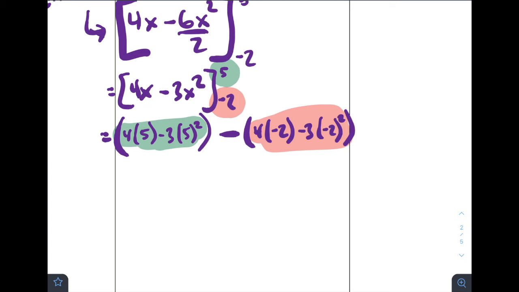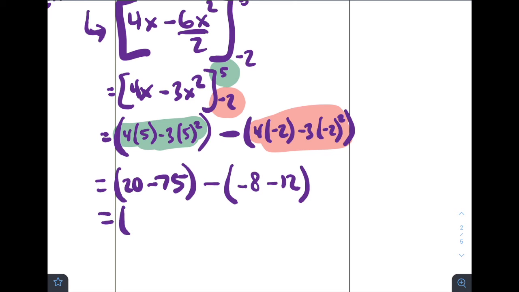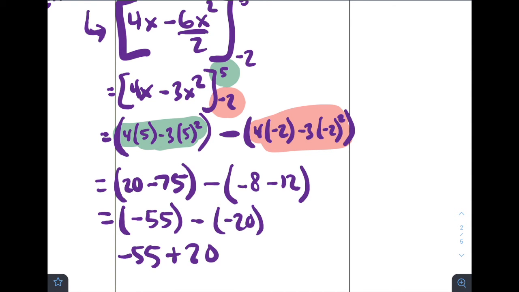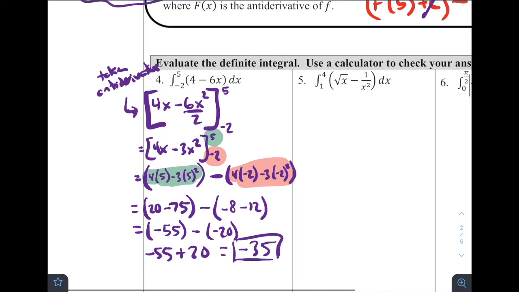All right, so let's simplify. 4 times 5 is 20. We've got 3 times 25, so that's minus 75. We've then got a minus negative 8, and then looks like a minus 12 here. So that's going to be equal to negative 55 minus a negative 20. So negative 55 plus 20 is going to be equal to negative 35. That is what this integral is going to be equal to. So the integral from negative 2 to 5 of 4 minus 6x dx is equal to negative 35.